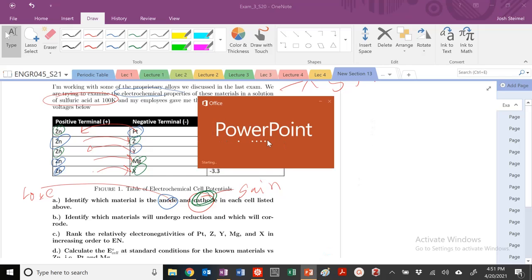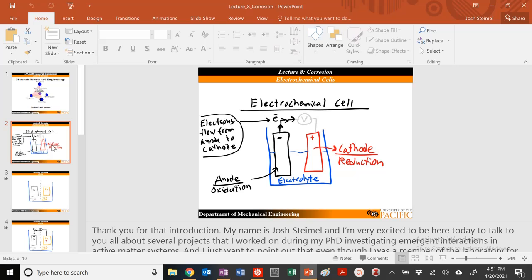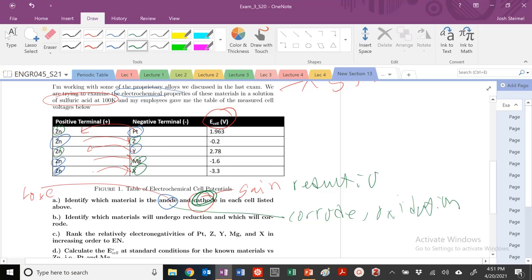That makes sense from our PowerPoint about corrosion. We know that the true cathode material will reduce, we're gaining the electrons. Cathodes gain, that's also a reduction. The anode is the material that is going to corrode. So the anode corrodes, and the anode also undergoes oxidation, the redox reaction.